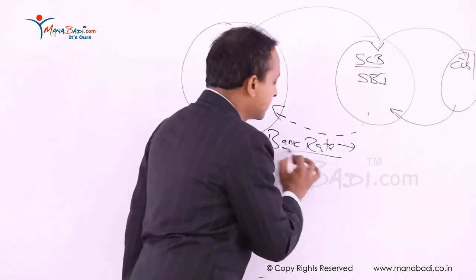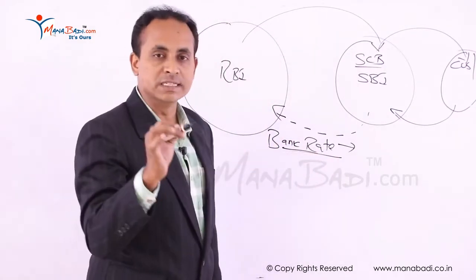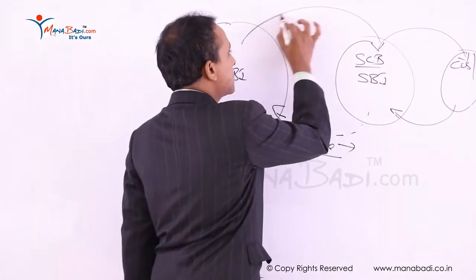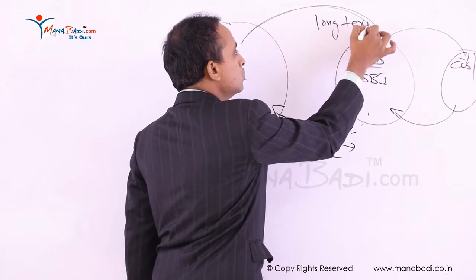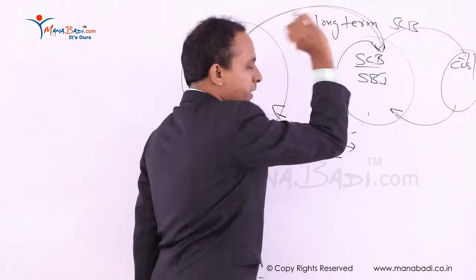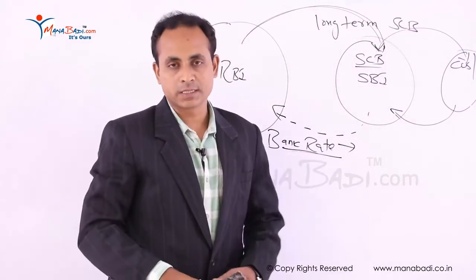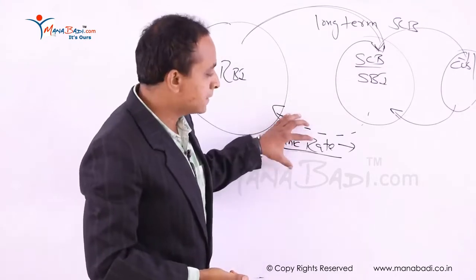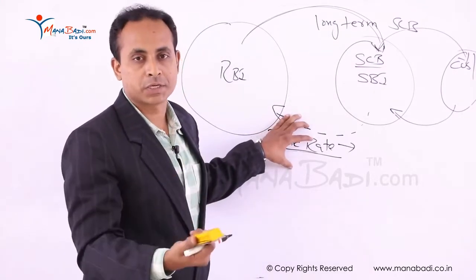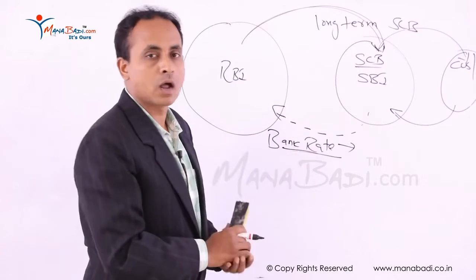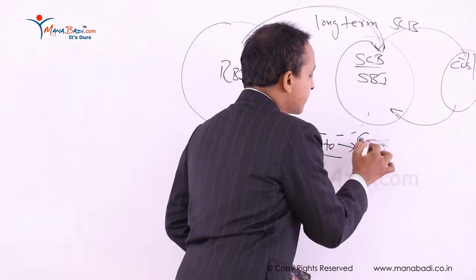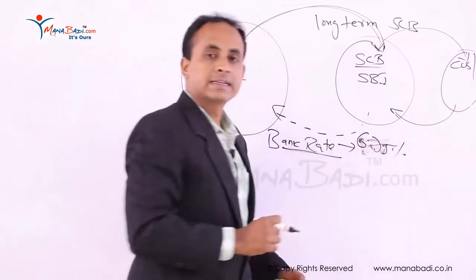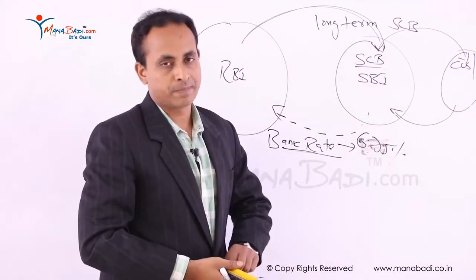So bank rate means the rate at which RBI gives long-term loans to scheduled commercial banks. Very important, the definition part is important. Right now the bank rate is 6.75 percent. Currently the bank rate is 6.75 percent.